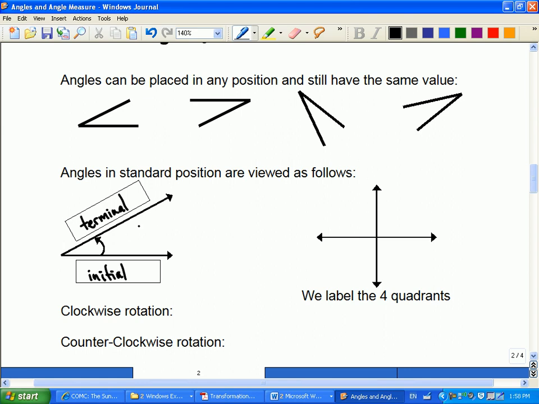So like the word initial, that's the start. That bottom arm, it's where the angle starts, and the terminal arm is where you stop. I don't know why they don't just say starting arm and stopping arm, but now you know when you read it. Terminal is the end, initial is where you start. We also are going to talk about these angles in 4 quadrants, and this is where we start. So we go 1, 2, 3, and 4.